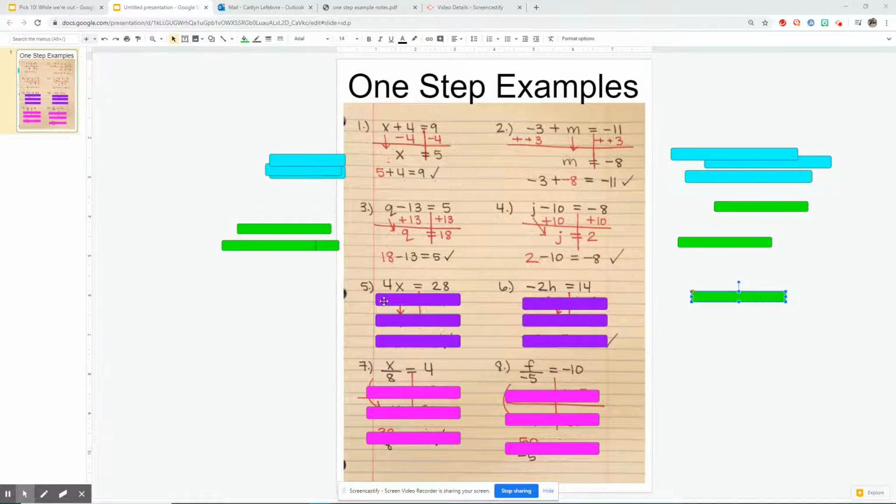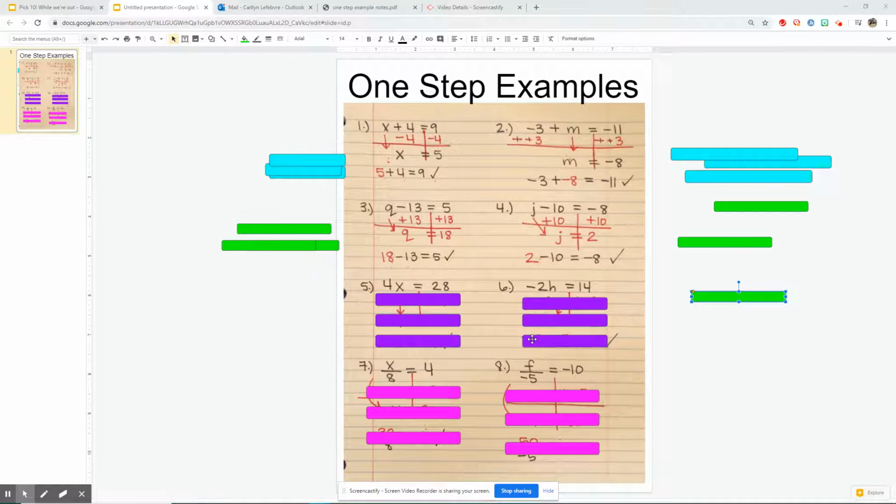So first thing, I want you guys to take a look at how multiplication looks when we're doing equations with variables. When we have a number right next to a letter, just like in 5 and 6, so I have 4x, negative 2h, that means multiplying. That means I have 4 x's. This means I have negative 2 h's. Okay, so that's telling you that it's multiplying.